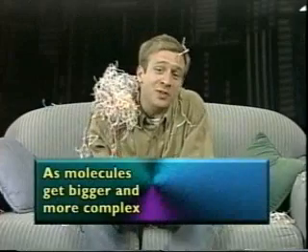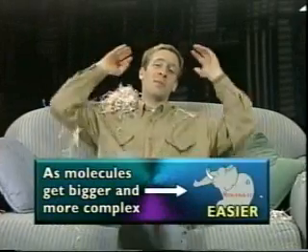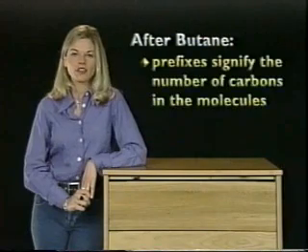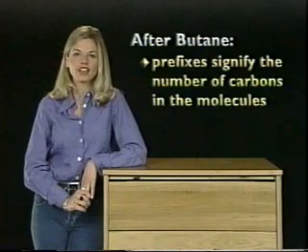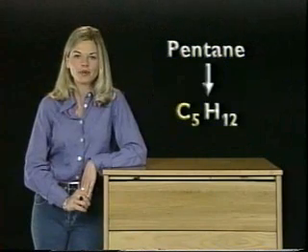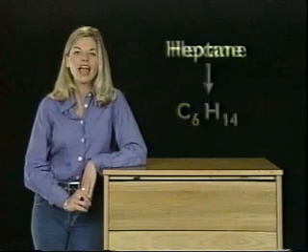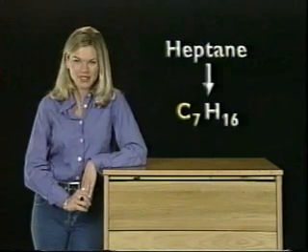So the first 4 names are kind of a pain to remember. But, surprise! As the molecules get bigger and more complex, their names actually get easier to remember. After butane, the prefixes begin to signify the number of carbons in the molecules. Pentane, for example, is an alkane with 5 carbon atoms, and hexane is an alkane with 6 carbons. Heptane, of course, has 7 carbons.